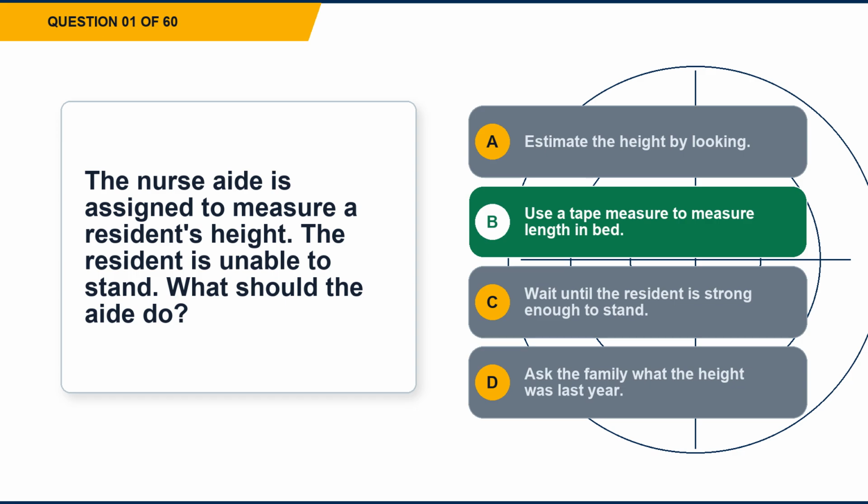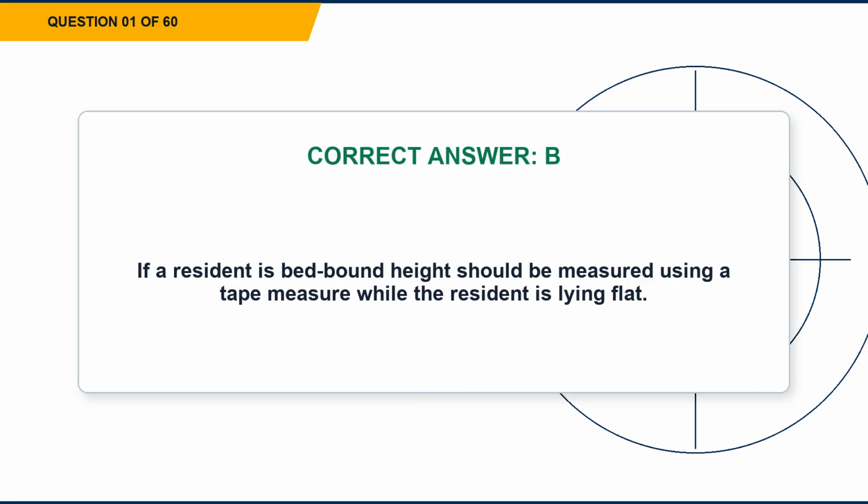The correct answer is option B. Use a tape measure to measure length in bed. Explanation. If a resident is bedbound, height should be measured using a tape measure while the resident is lying flat.